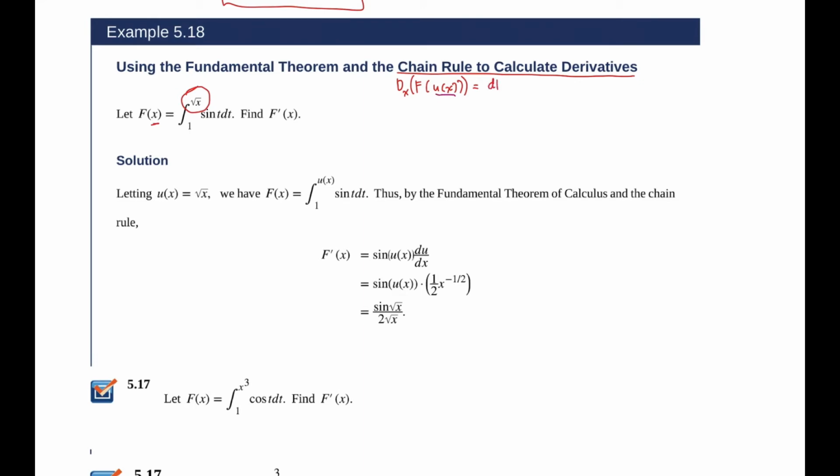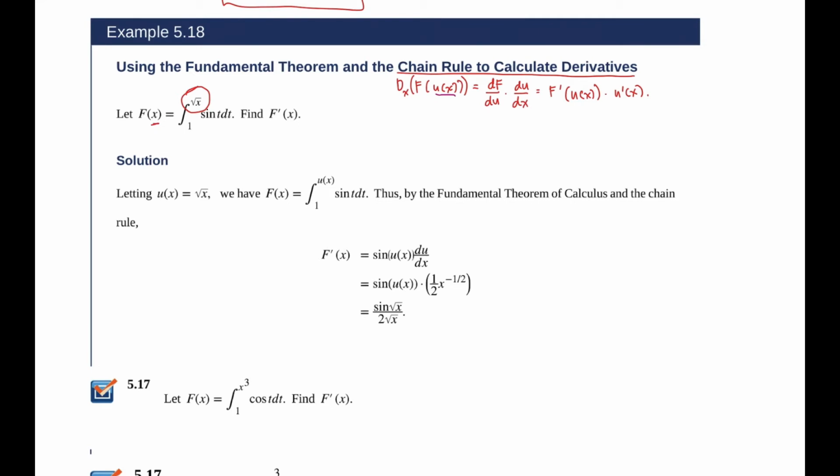So this is like, if you take the derivative of f first with respect to u, and then you take the derivative of u with respect to x. Or simply you say the derivative of f with respect to u times the derivative of u with respect to x. So that is the chain rule. Now, why do we need this here?